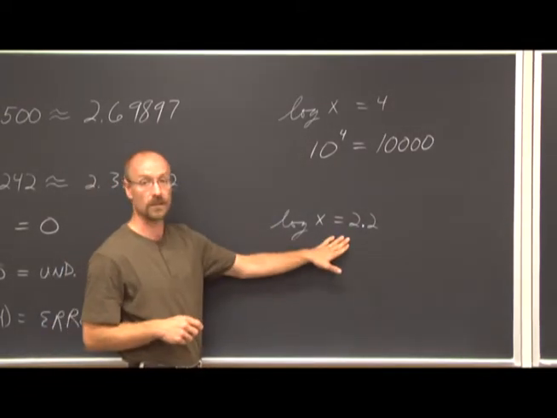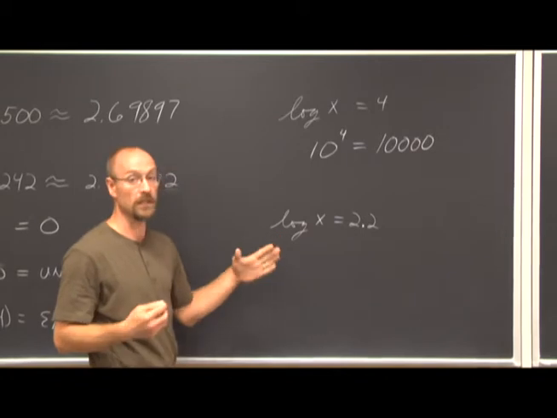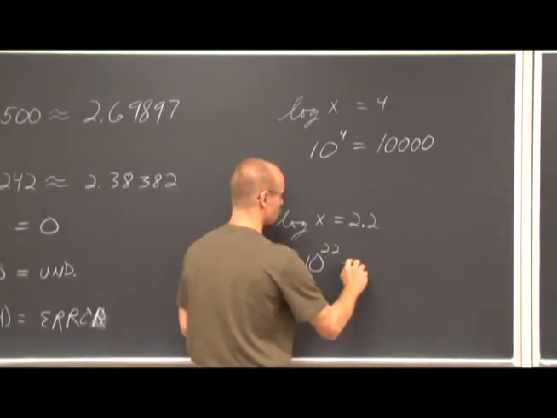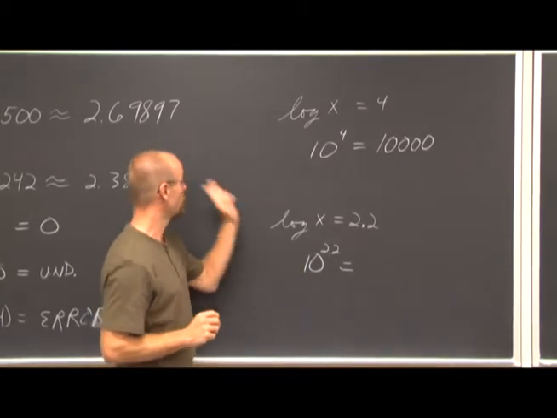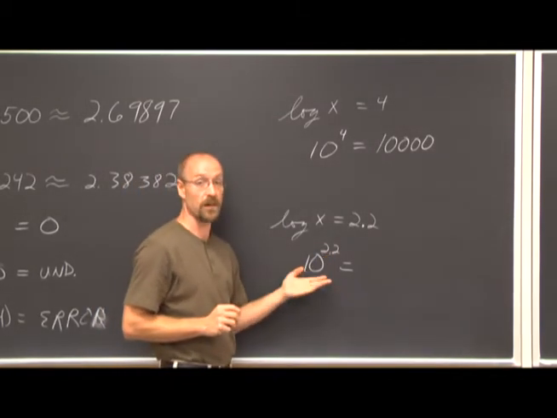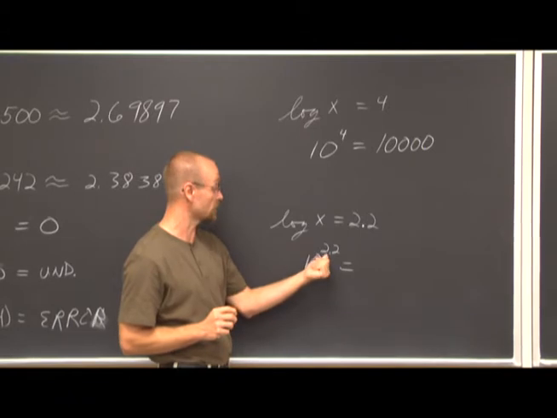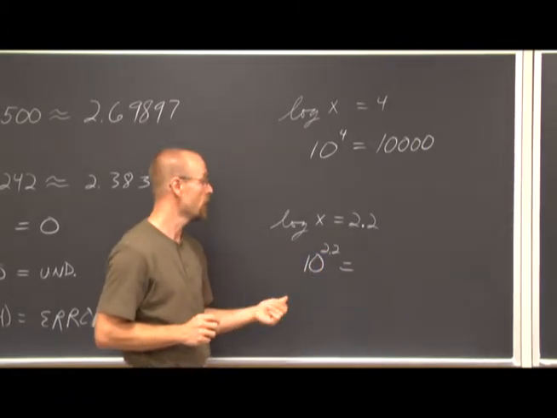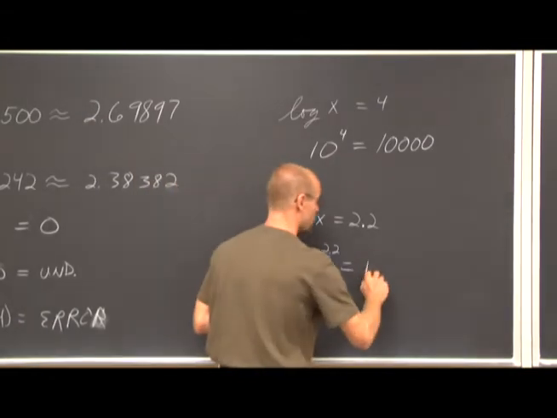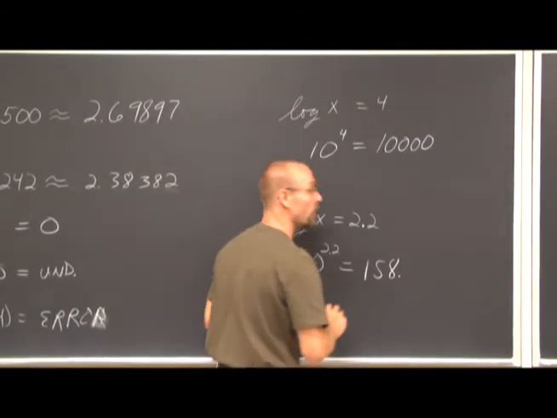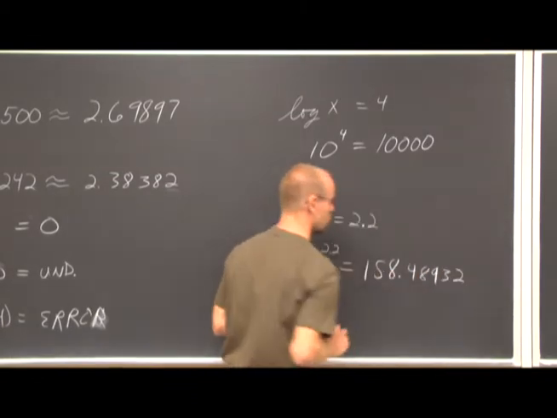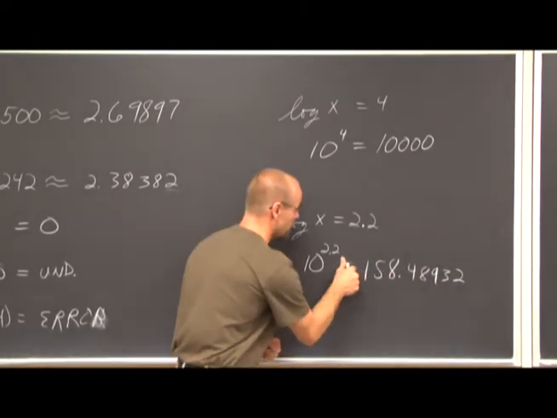But what about this? Again, this is an application where we need a calculator. If we rewrite it as an exponential equation, 10 to the 2.2. Well, if we recall what we did back there, I know this is going to be a value greater than 100, but less than 1,000, because this is a value of power greater than 2, but less than 3. And if we plug that into our calculator, we're going to get 158.48932. And again, I shouldn't even have an equal sign here.